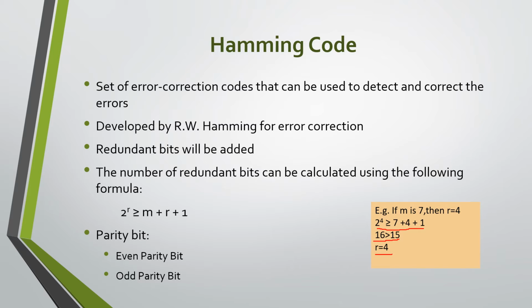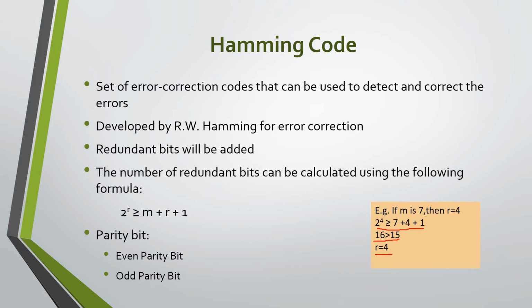These redundant bits are also known as parity bits, because to find the value of these redundant bits we use the concept of parity. A parity bit is a bit appended to the binary data to ensure that the total number of ones in the data is either even or odd. Parity bits are used for error detection. There are two types of parity bit: first, the even parity bit, and second, the odd parity bit.